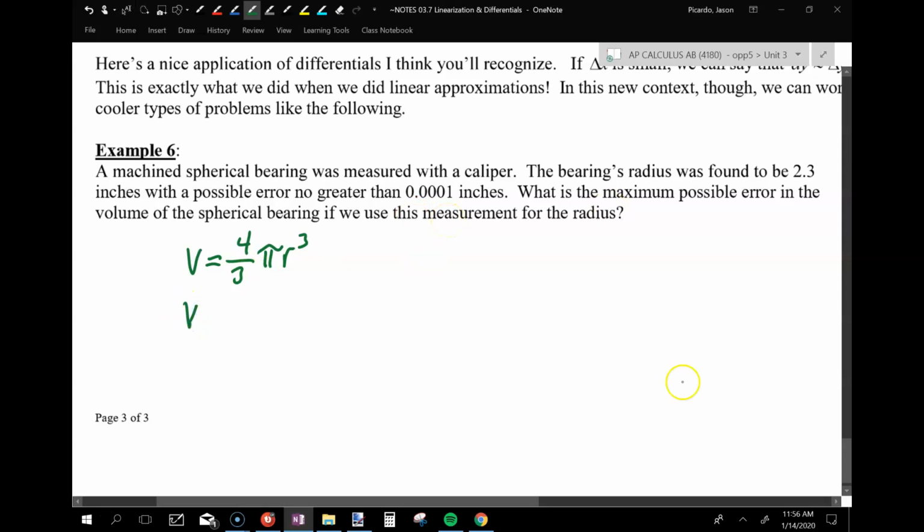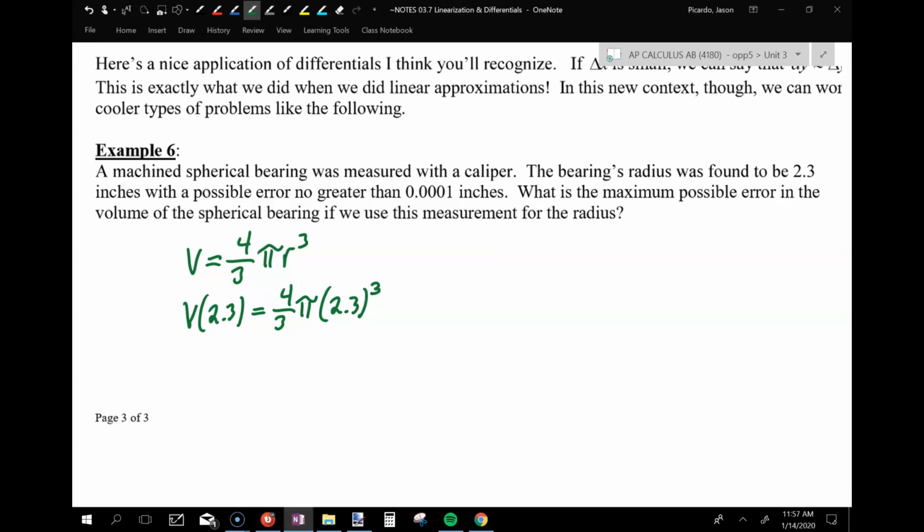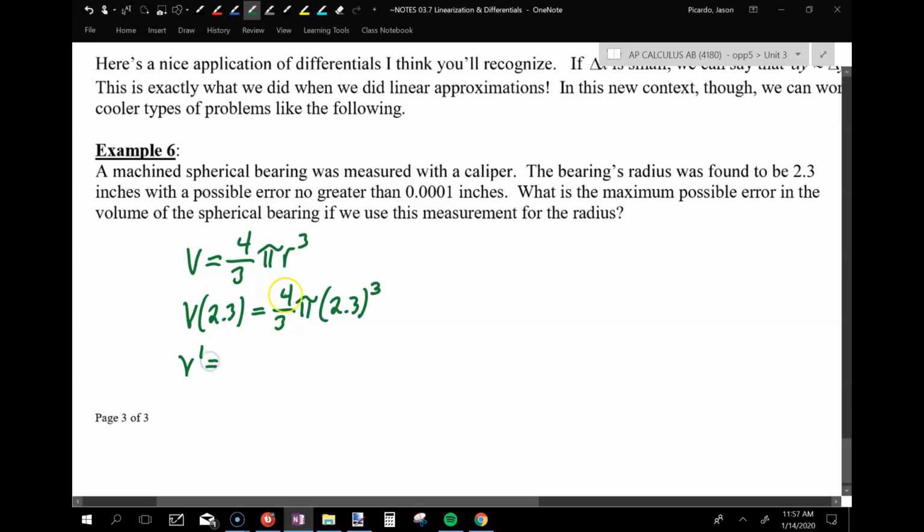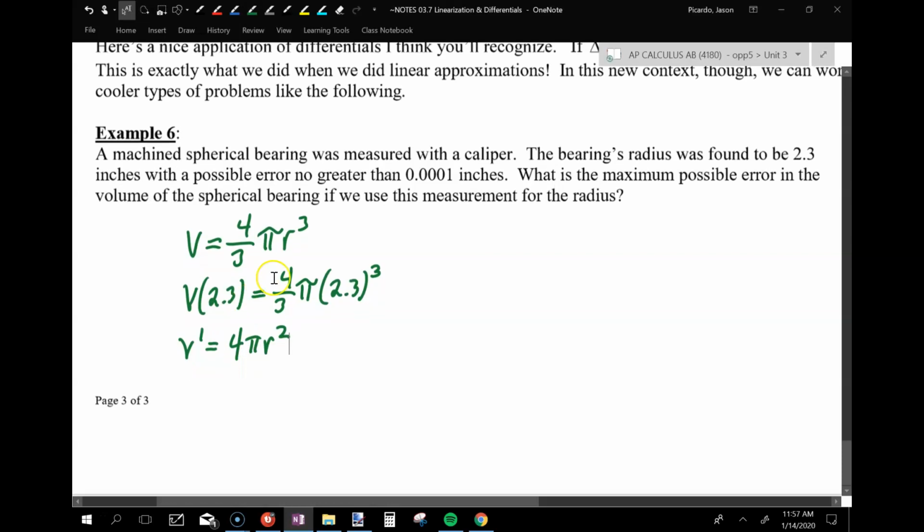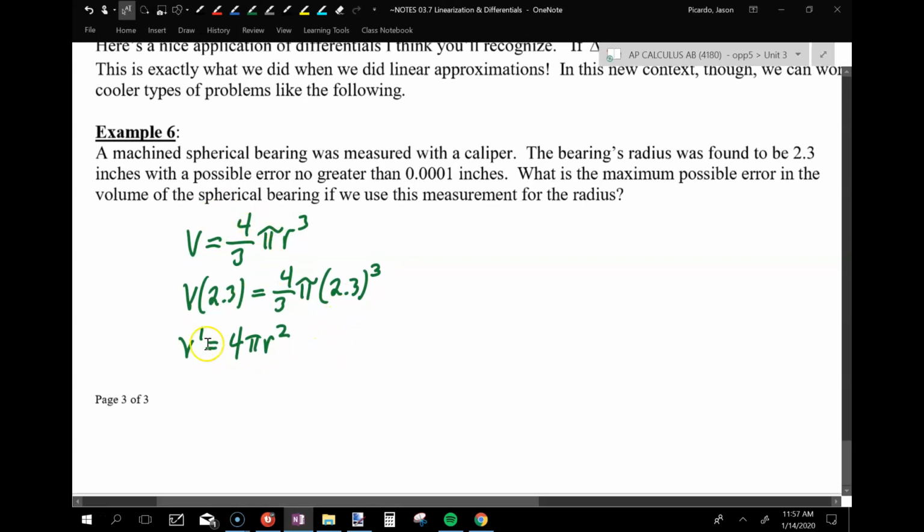So what is V of 2.3? Okay, well, I get that, right? And what is the derivative of volume? Well, it's 4 pi r squared, right? So I just took the derivative of this. And what do I want to know? I want to know the volume's change at 2.3. So I can create that equation of a tangent again.